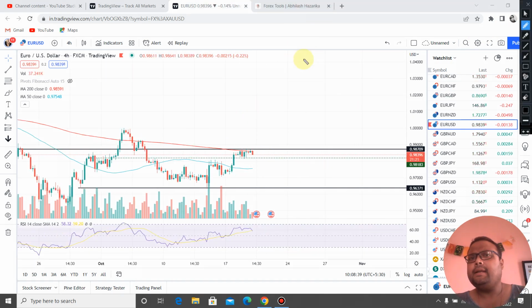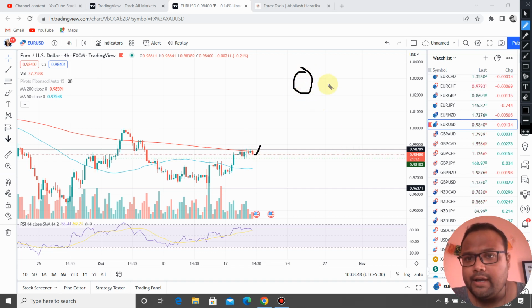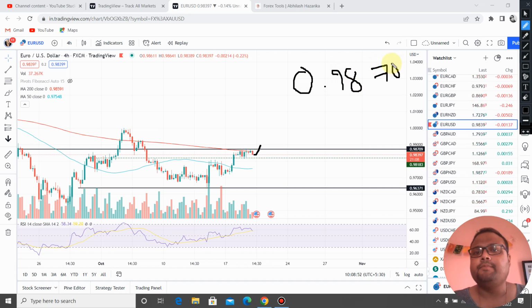By the European session or US session, if we see the market going up from here, listen to me carefully. If you see the market going up, meaning if you see the market breaking the level of 0.9870, then also do not take any buy position immediately.